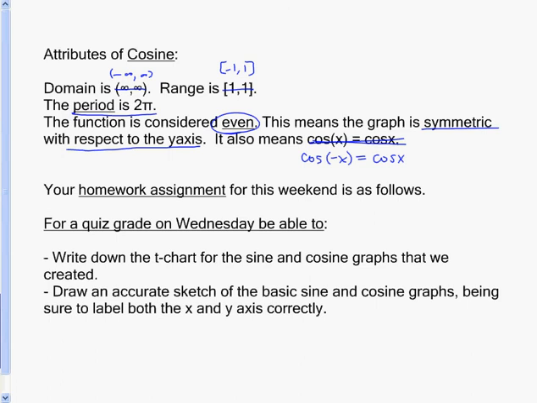So here's what you have to do for this weekend, this nice, long, wonderful weekend. You need to be sure that you can write down the t-chart for sine and cosine graphs that we made. You need to know your 5 basic points that we looked at, particularly, and what their y values are as a result of that. So you need to know sine of 0, sine of pi over 2, sine of pi, sine of 3 pi over 2, sine of 2 pi, so that you can write that down in a t-chart format.